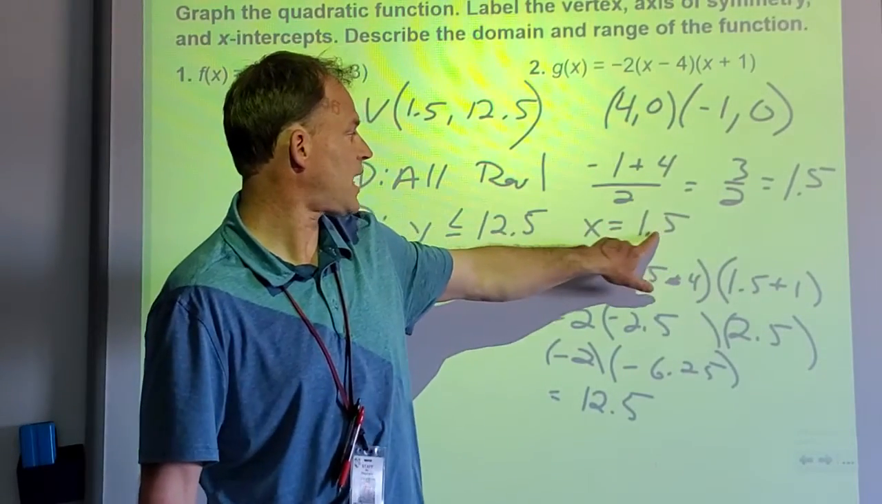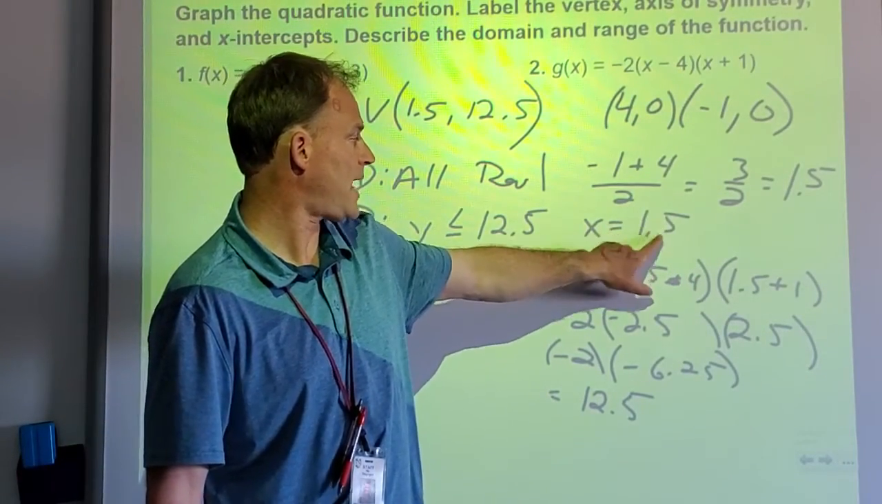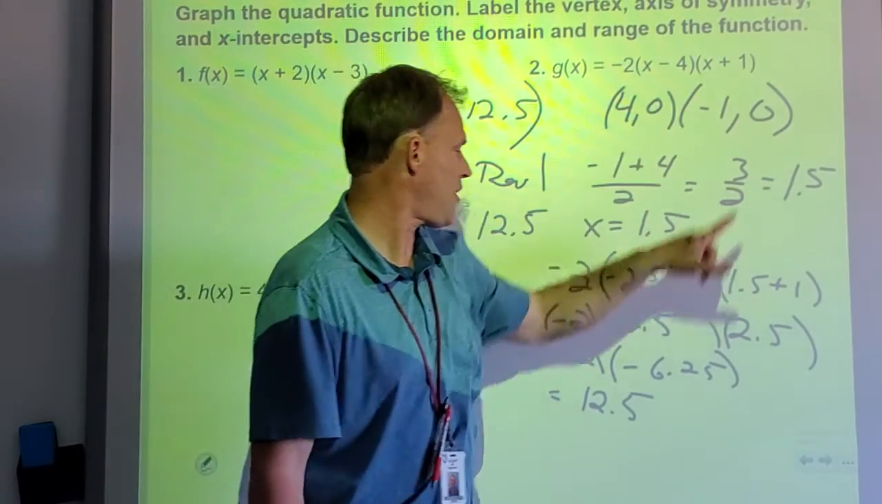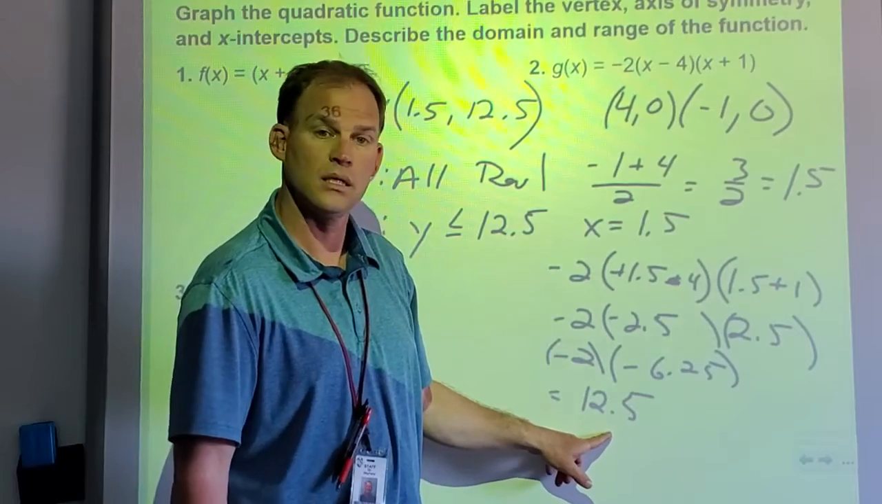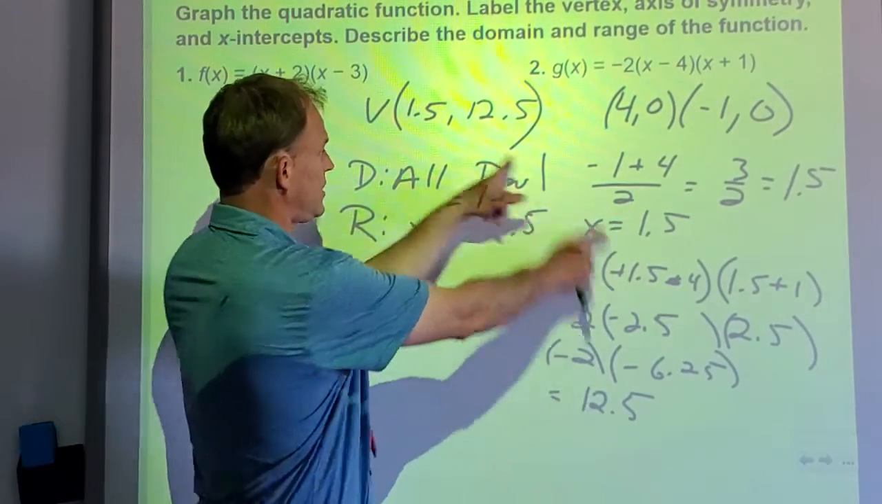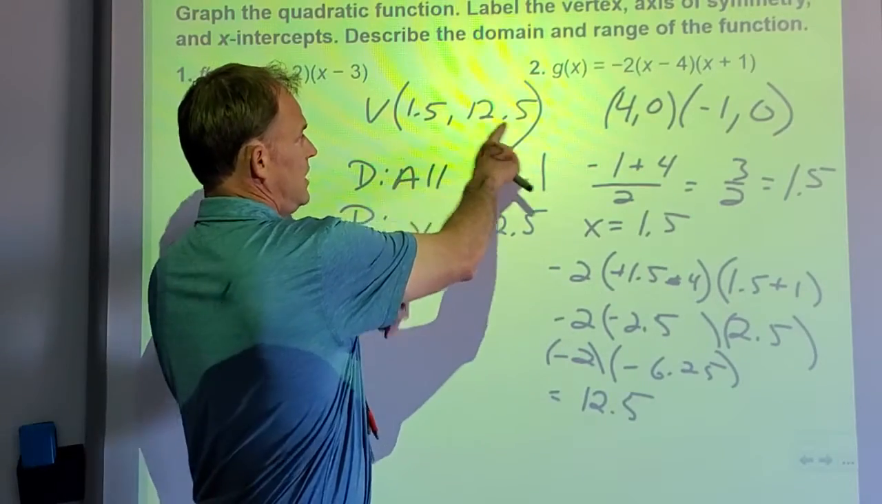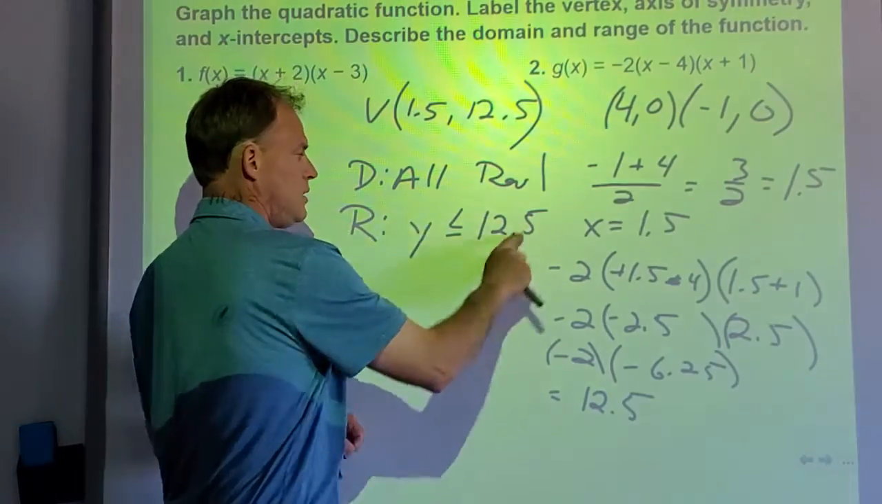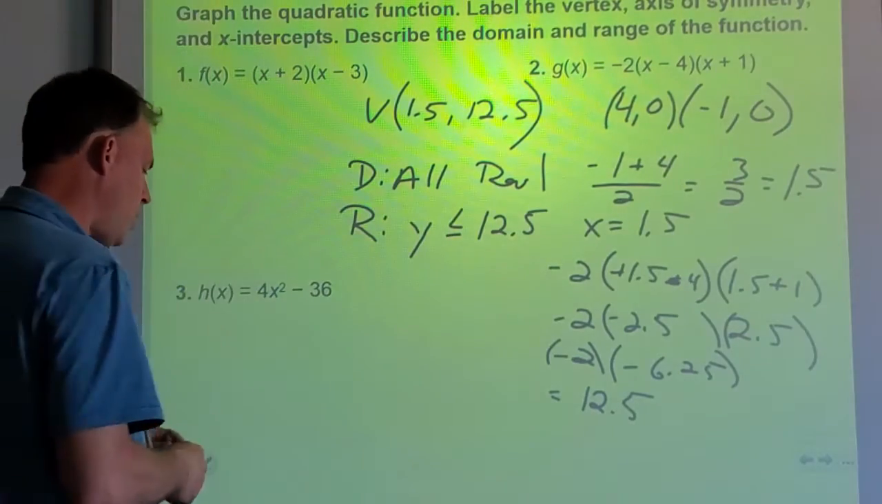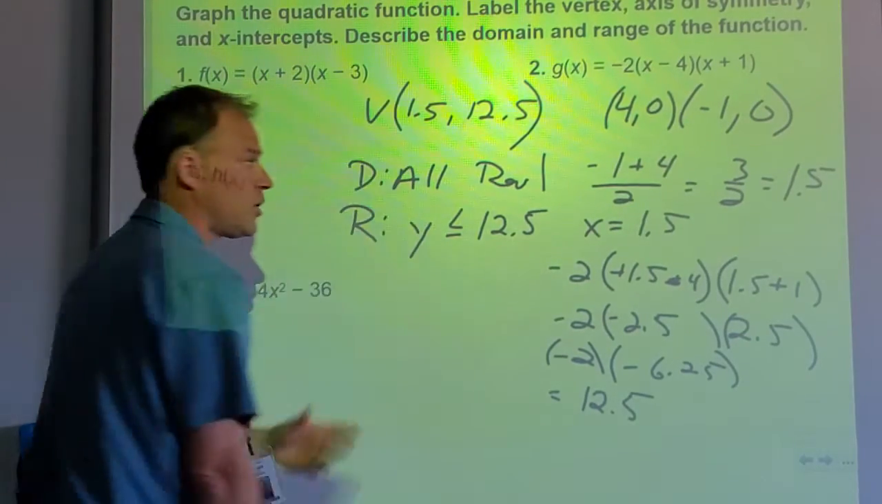I know my intercepts. From the intercepts, I get the axis of symmetry. From the axis of symmetry, I plug it back into the original and do the math to get my vertex. The vertex is the axis of symmetry and this answer put together. And this answer here tells me my range. All right? We can add one more layer of fun to this. Any questions on this?